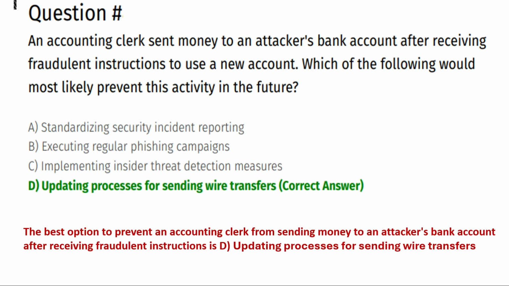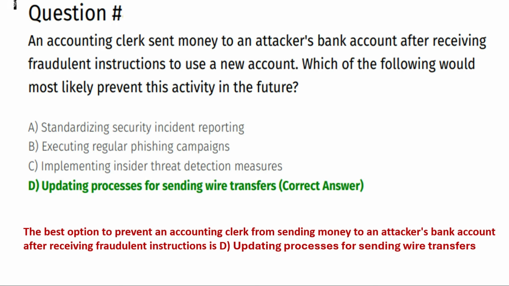Next question is, an accounting clerk sent money to an attacker's bank account after receiving fraudulent instructions to use a new account. So which of the following would most likely prevent this activity in the future? Option A, standardizing security incident reporting. Option B, executing regular phishing campaigns. Option C, implementing insider threat detection measures. Option D, updating processes for sending wire transfers.